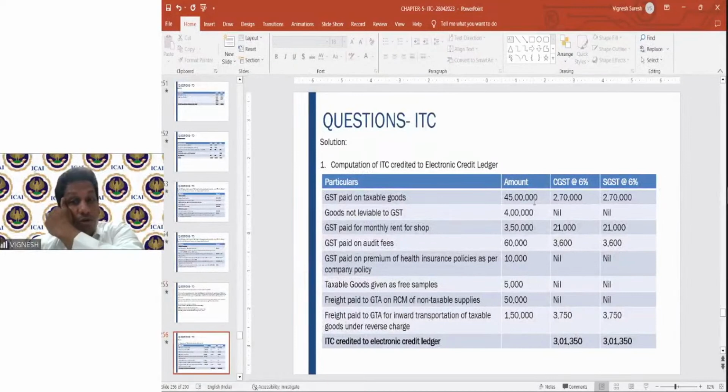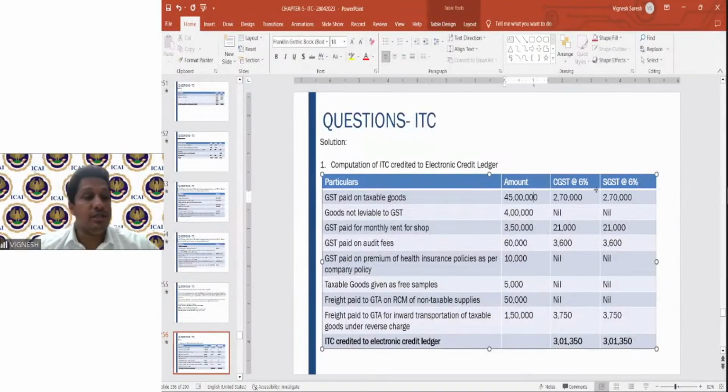So on taxable goods, 45 lakhs, CGST 6%, SGST 6%, that is 2.7 lakhs each. Not available to GST, nothing will come. Paid for monthly rent, on this 6% each. GST paid on audit fees, on this it will come. Premium, nothing will come because blocked. This is also blocked under 17.5. Then RCM, GTA also, it won't come. Then freight on inward transportation of taxable goods under reverse charge, this it will come on taxable goods.